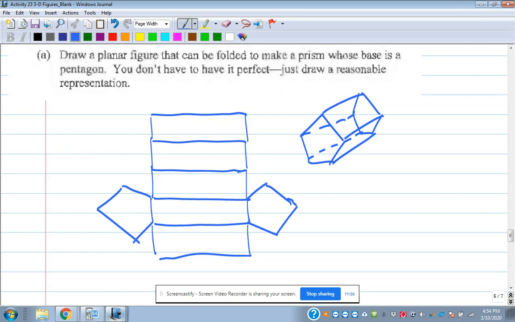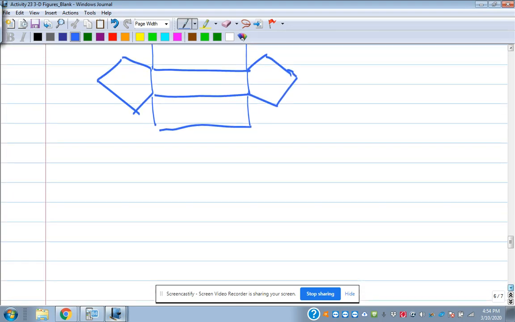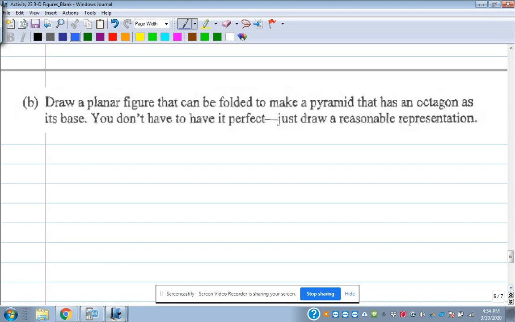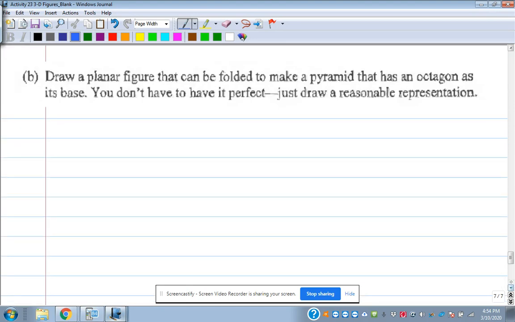B part says draw a planar figure that can be folded to make a pyramid that has an octagon as its base. Again, it doesn't have to be perfect. Okay, so explain your visualization. Explain your vision there, young.